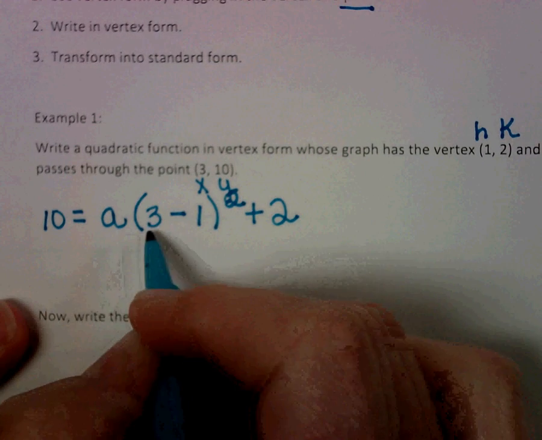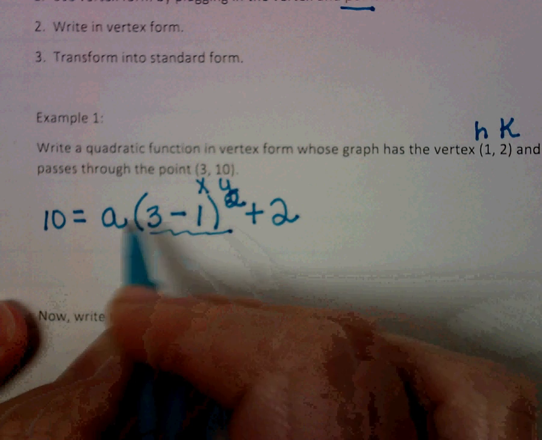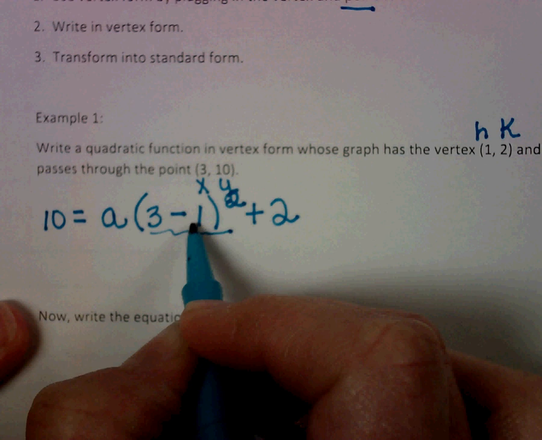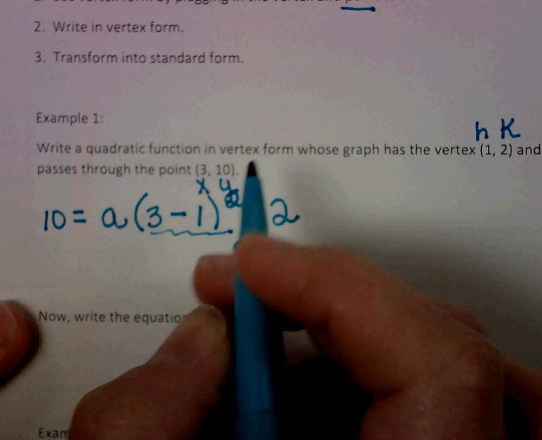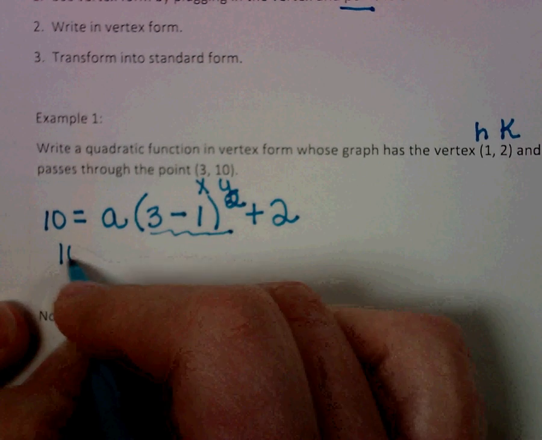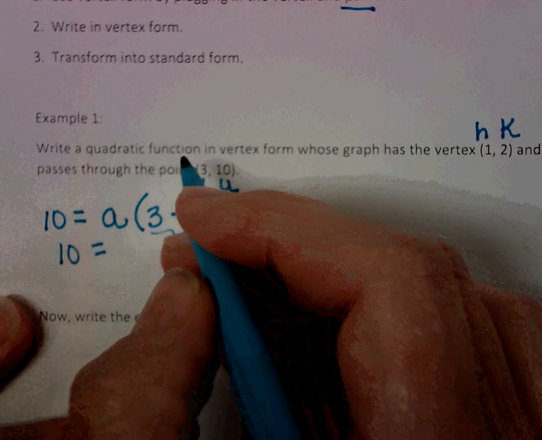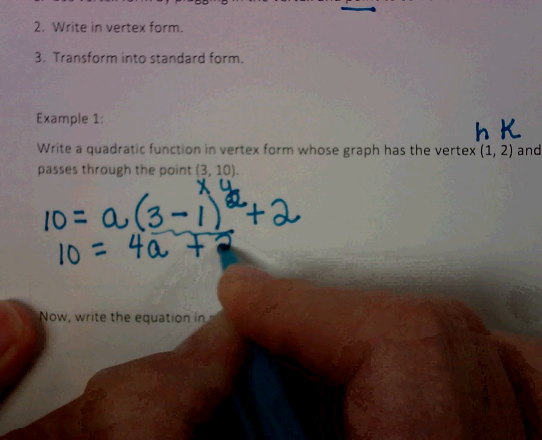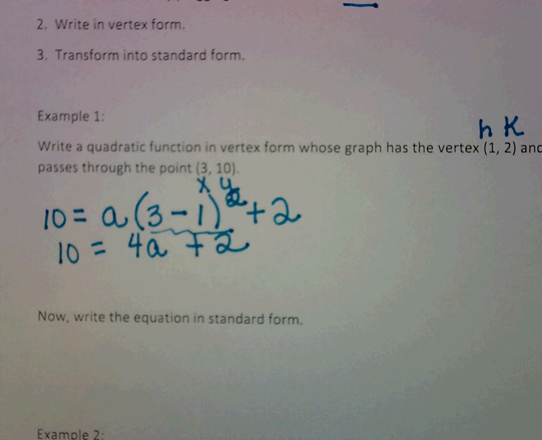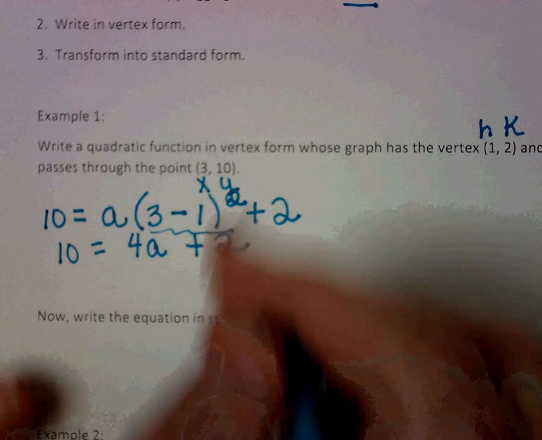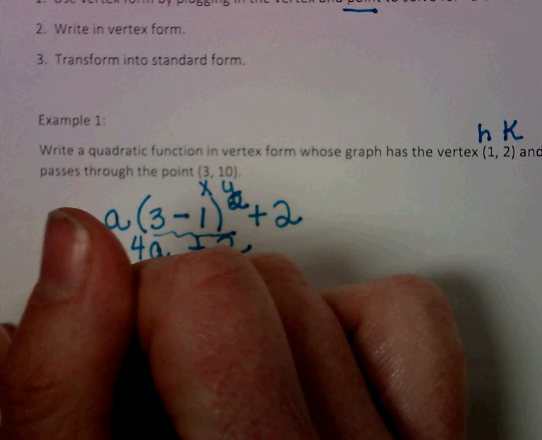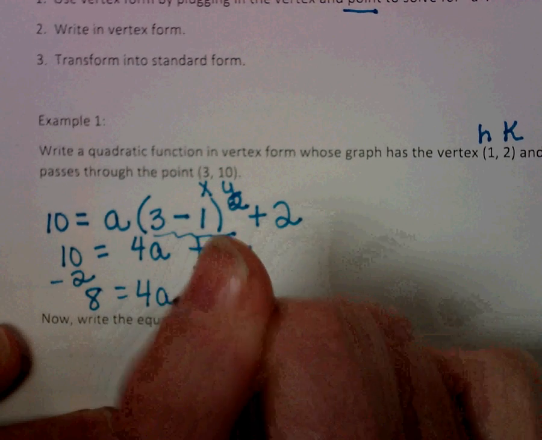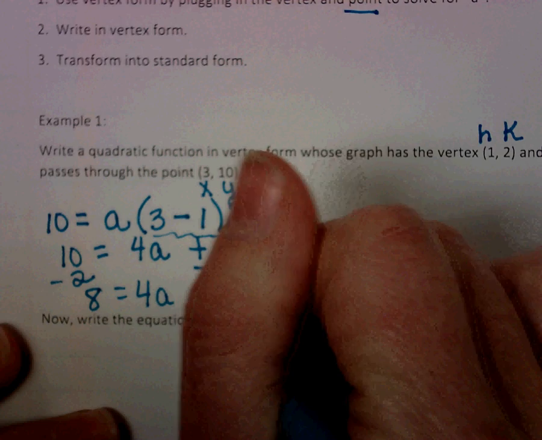So I'm going to start out by taking care of my parentheses. 3 minus 1 is 2. And 2 squared is 4. And I'm looking at my notes, and I think that I messed up in my notes. Okay, I forgot to square it, so don't forget to square it. Then we're going to say minus 2. We get 8 equals 4a. And if we divide by 4, we get a equals 2.